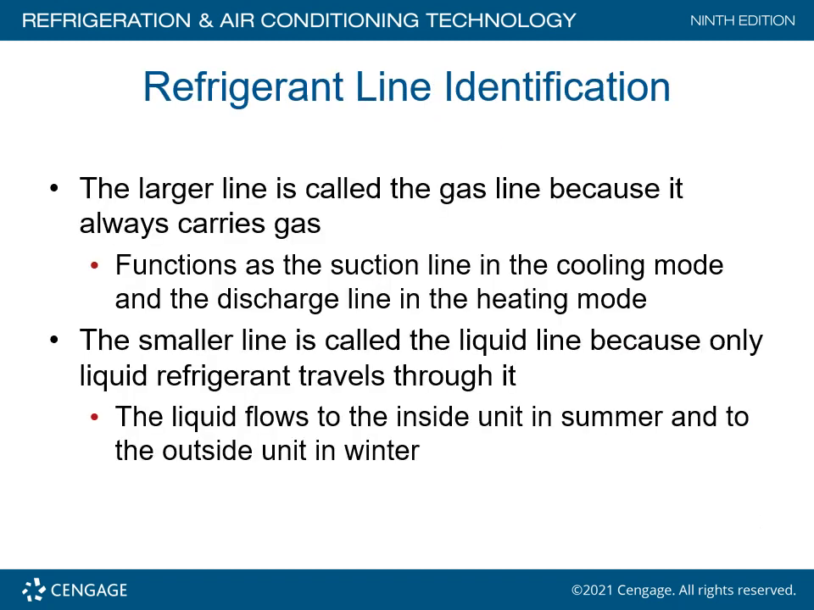Refrigerant line identification. The large line is always the gas line because it always carries gas, does not carry liquid, and functions as a suction line in the cooling mode and the discharge line in the heating mode. The smaller line is the liquid line only because liquid refrigerant travels through it. The liquid flows to the inside in the summertime and to the outside in the winter. That's basically the only difference.